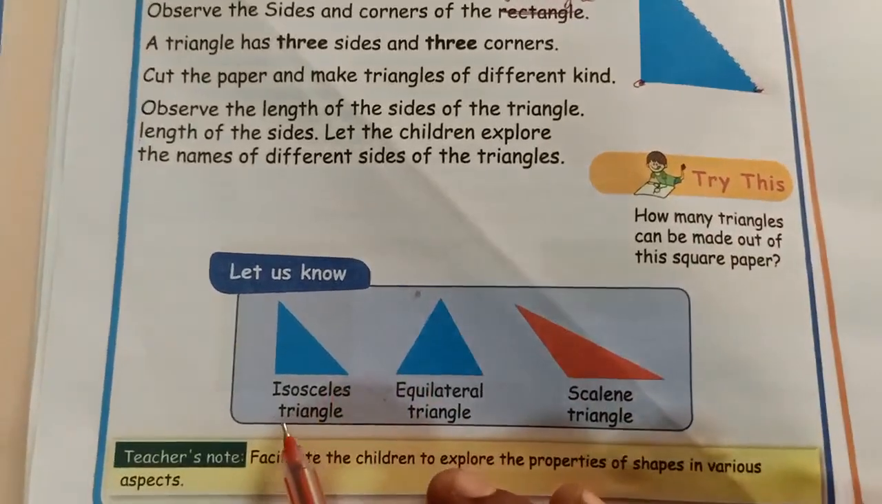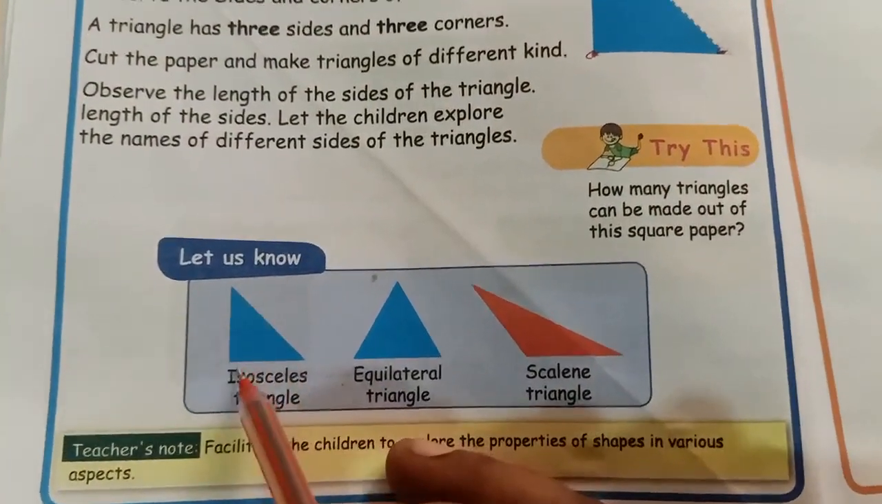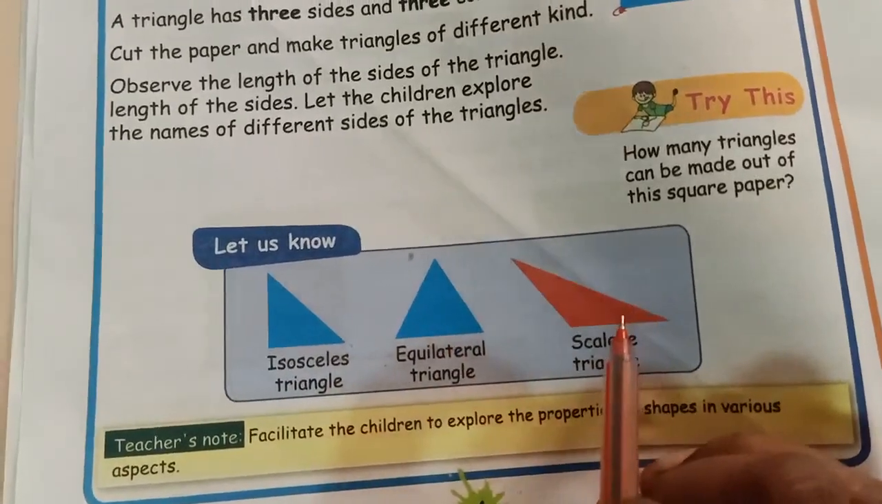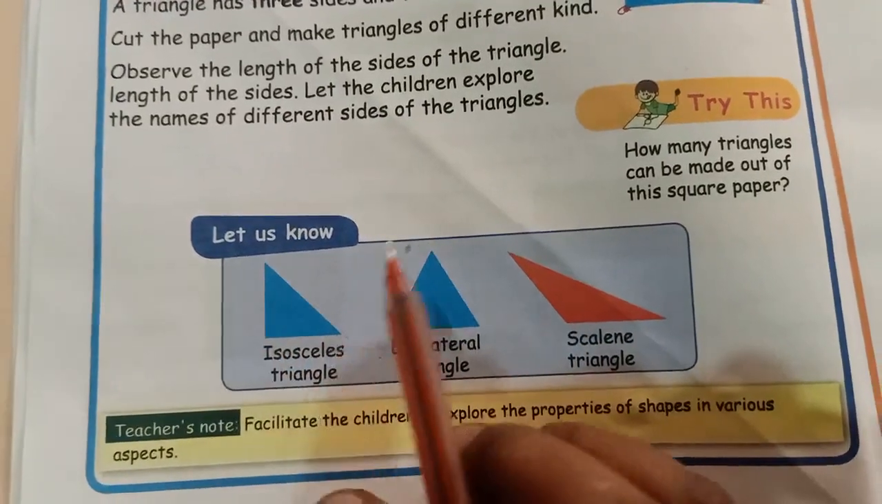Next, isosceles triangle. Observe this triangle. This one is also a triangle. This one is also a triangle. This one is also a triangle. Everything has three sides and three corners.